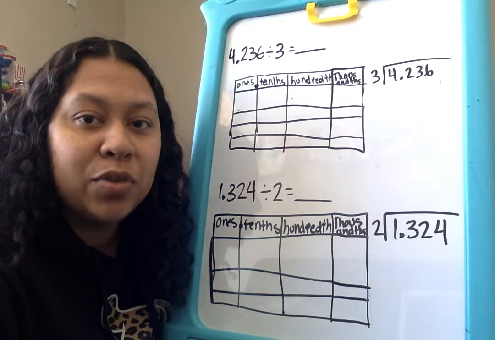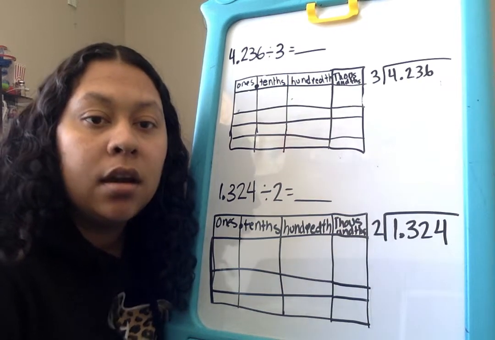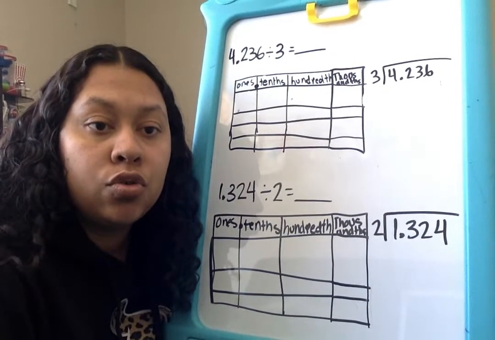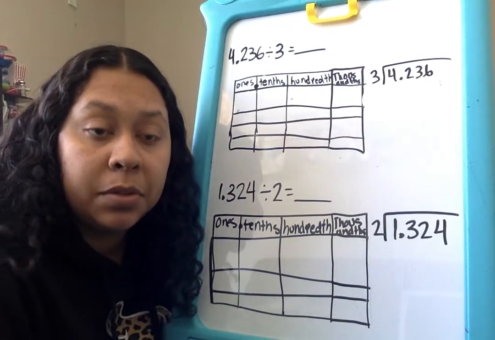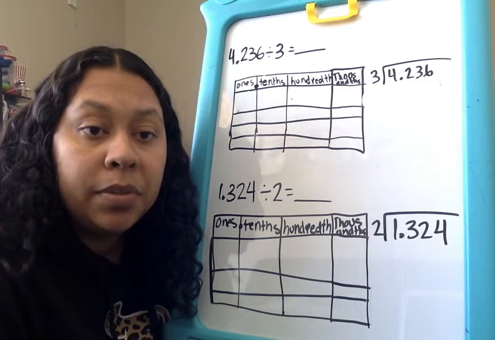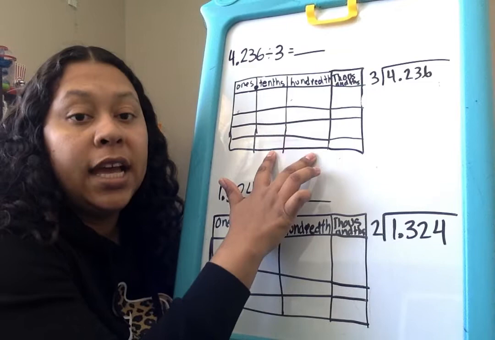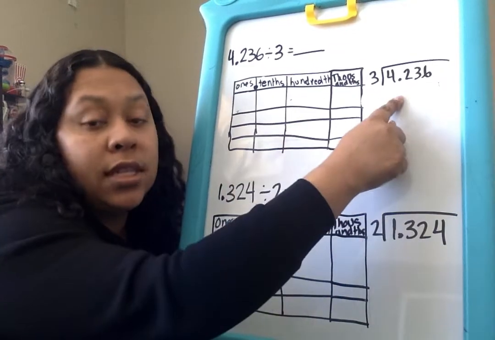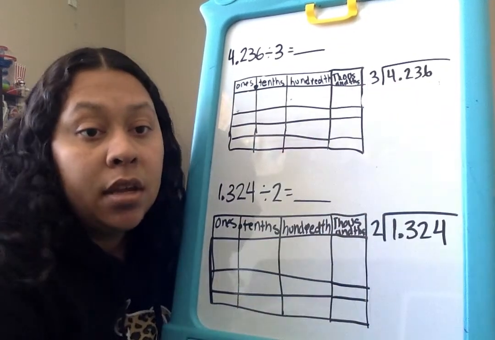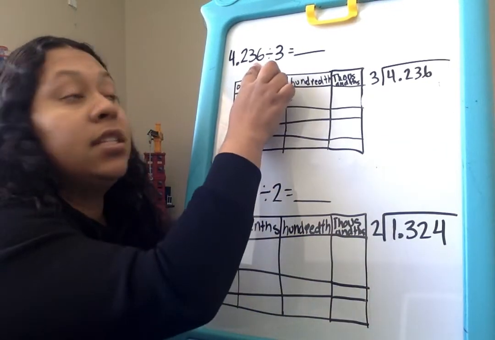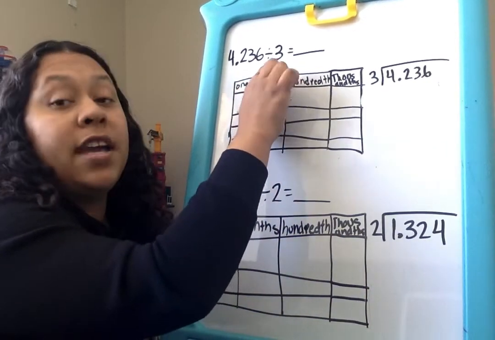Hi, so we have Module 1, Lesson 14. On your assignment for today, we are going to be following the instructions on problem number 1, which says draw place value disks on the place value chart to solve and show each step using the standard algorithm. So A says 4 and 236 thousandths divided by 3.